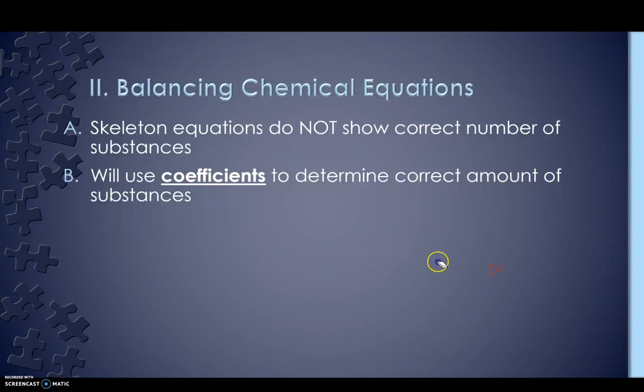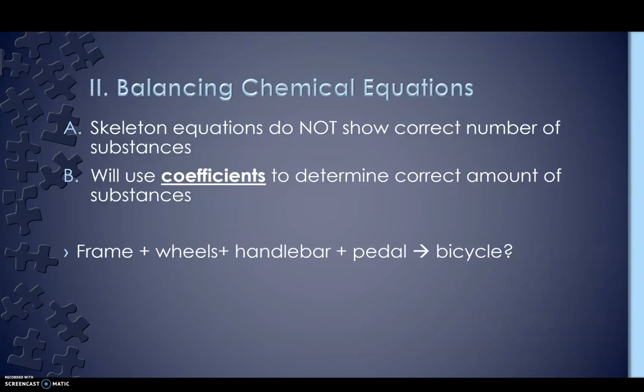So another way to look at this, without thinking of chemistry, you can kind of think of it like doing something more real world. If you have a bicycle frame plus wheels plus handlebar plus pedal, that gives you a bicycle. But it doesn't tell you how many.